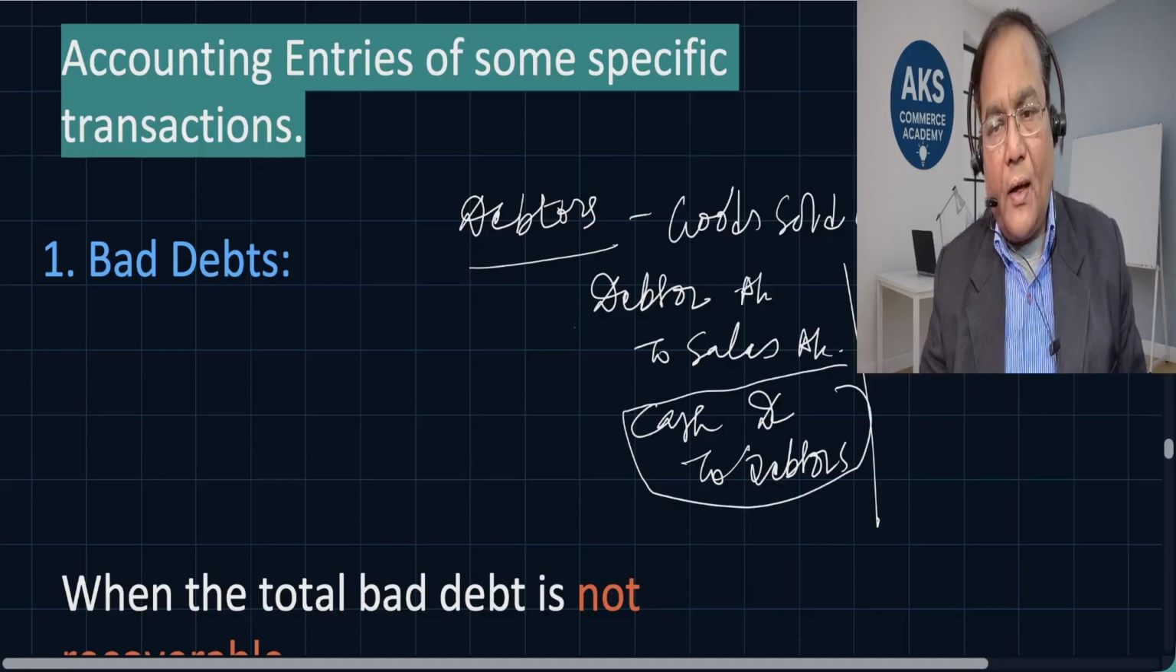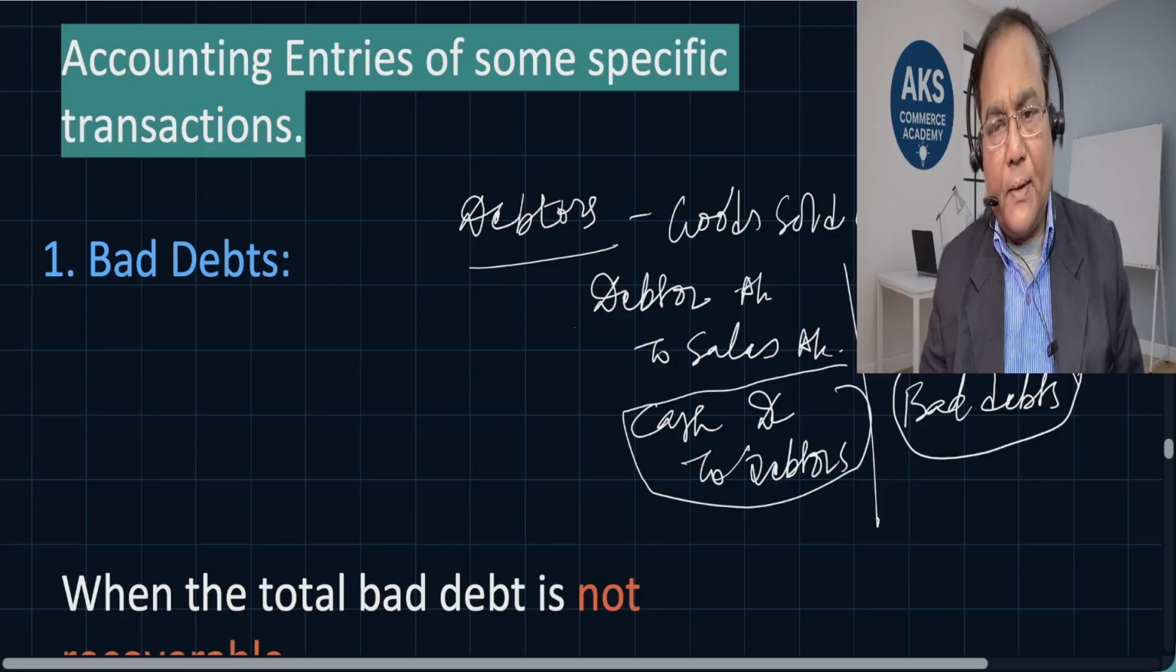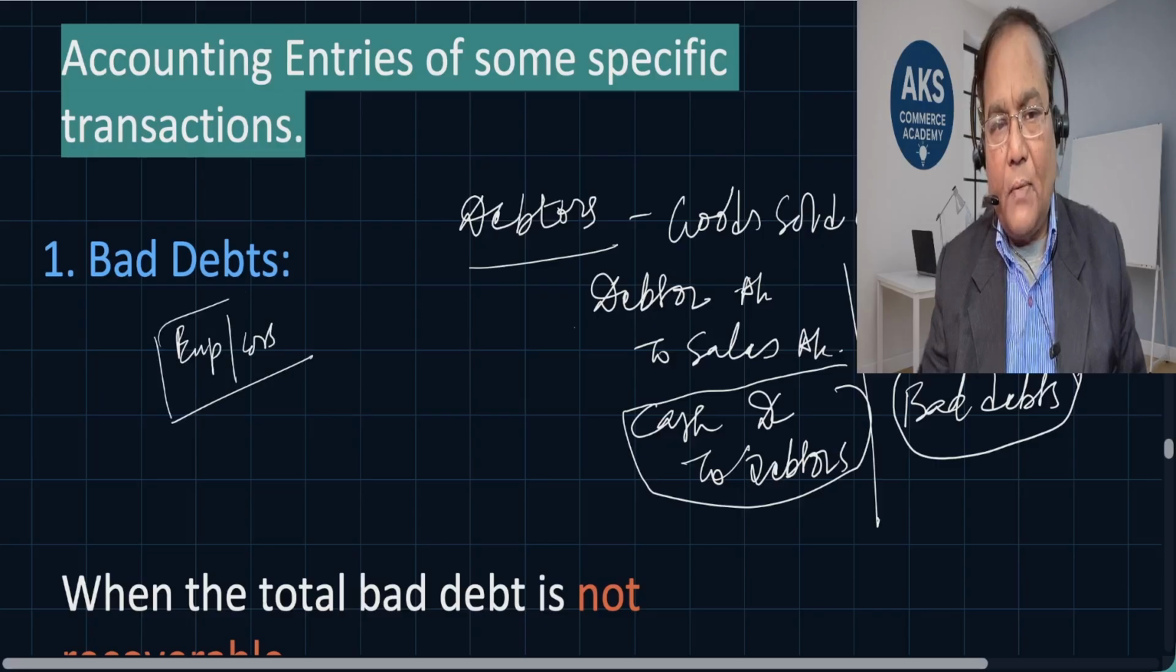All right. Now if the debtors do not happen to make the payment after a certain period of time, these debtors are called bad debts. Debtors who are not paying us money after a certain time period and we think that it is not going to be recovered from them, so we treat it as bad debt. Now bad debts are nothing but treated as expense or loss for the organization or the firm. I hope it is clear.